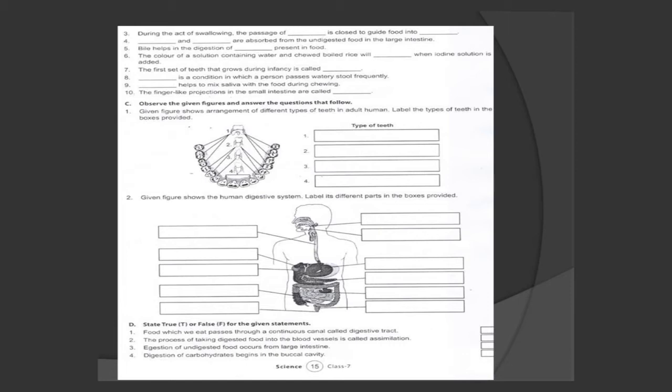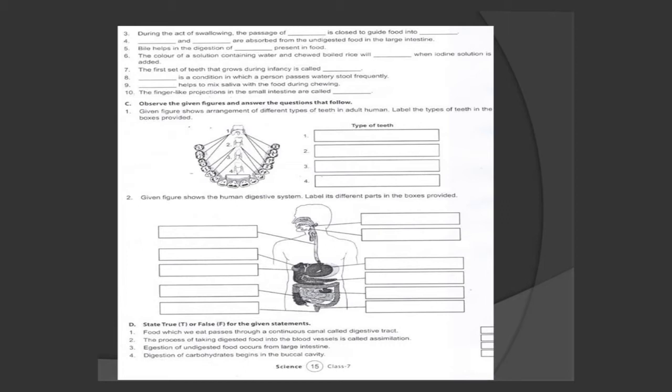Diarrhea, note it down. Diarrhea is a condition in which a person passes watery stool frequently. Watery stool means loose motion. Fill up with diarrhea. Spelling: D-I-A-R-R-H-O-E-A. Question 9. Tongue helps to mix saliva with the food during chewing. Then the tongue. Then 10th one, the finger-like projections in the small intestine are called villi. Villus singular, villi plural. I hope you understand.